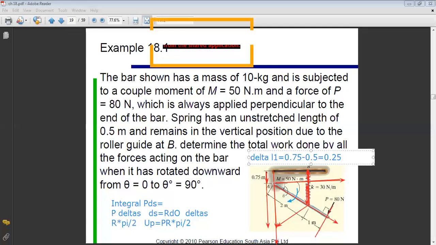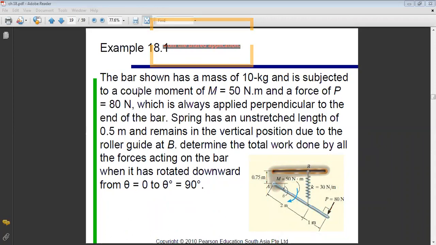Weight. Very good. Weight is applied at the center of the bar, and we know that the expression of the weight is minus mg. So I have that the work of the weight equals minus mg delta y. Delta y of which point? Of point G. Pay attention, okay? So how to find delta y of G?